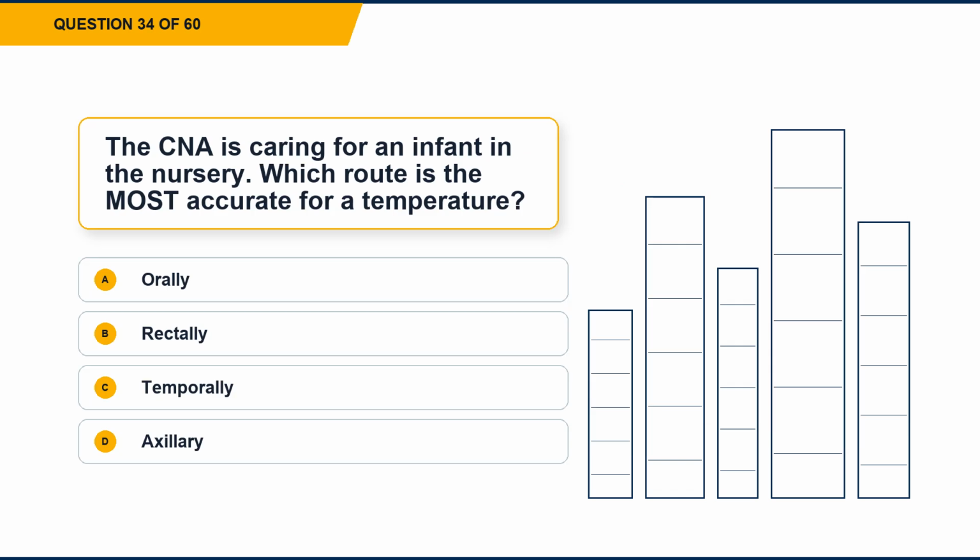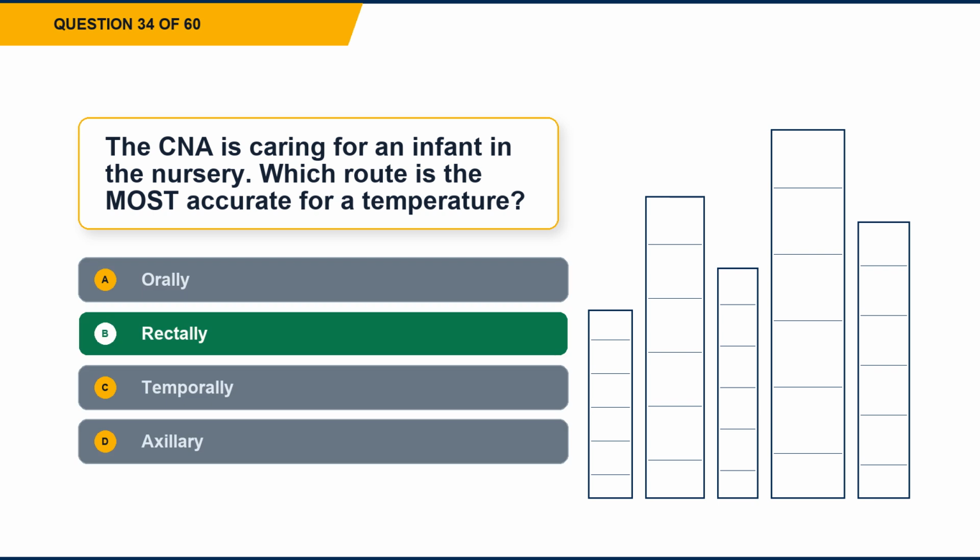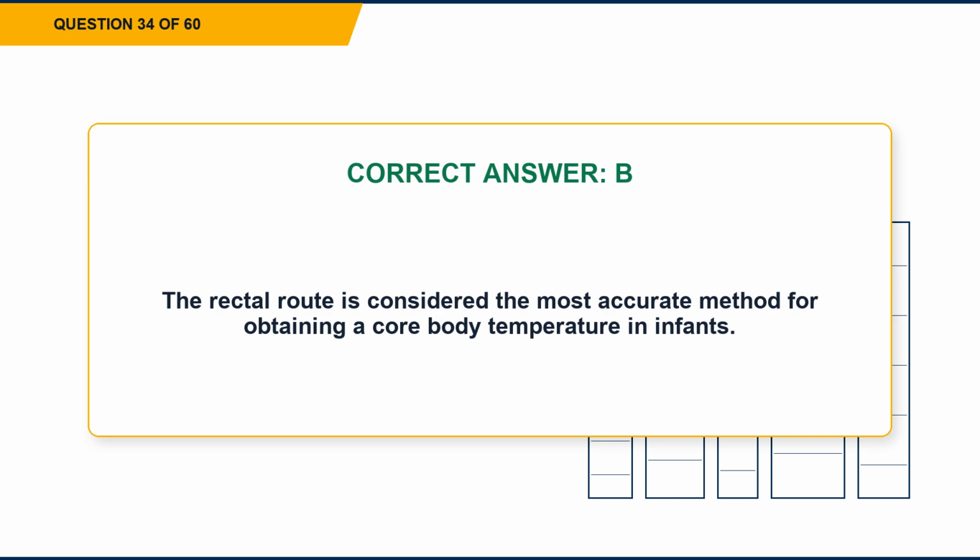Question 34. The CNA is caring for an infant in the nursery. Which route is the most accurate for a temperature? Option A, orally. Option B, rectally. Option C, temporally. Option D, axillary. The correct answer is option B, rectally. Explanation: the rectal route is considered the most accurate method for obtaining a core body temperature in infants.